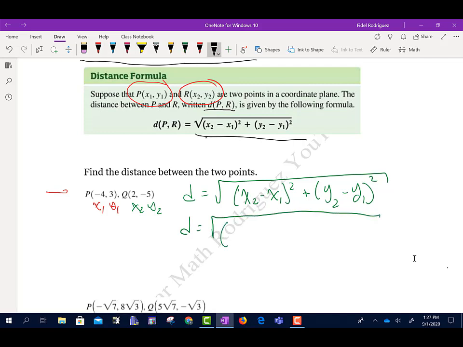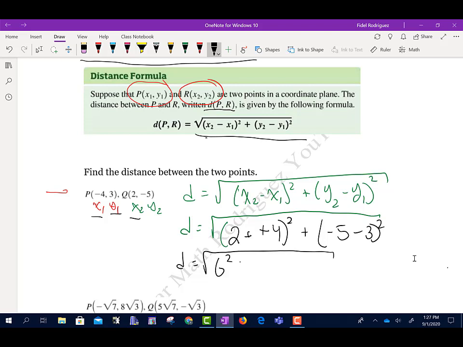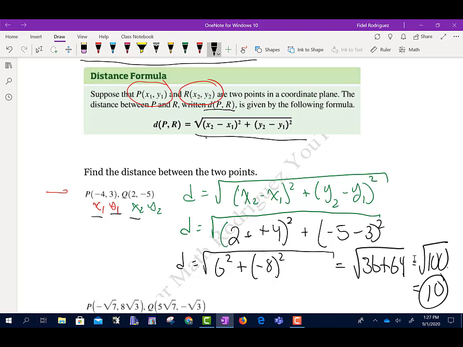So the first thing I need to do is, what's my number x2? x2 is the number 2. What is x1? A negative 4, squared. What's my number y2? Negative 5. Minus, what's y1? 3, squared. Remember, minus and minus becomes plus, so 2 plus 4 is 6 squared. Negative 5 minus 3 is a negative 8 squared. 6 squared is 36. Negative 8 squared is 64. If I add those up, that gives me 100. And the square root of 100 is 10. So we found the distance between those two points.